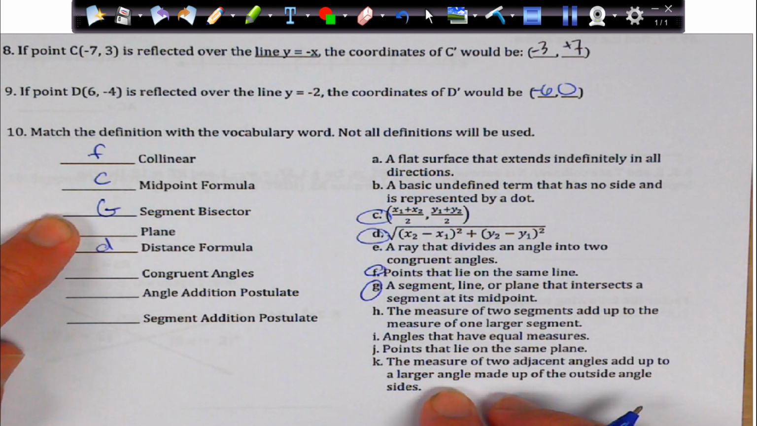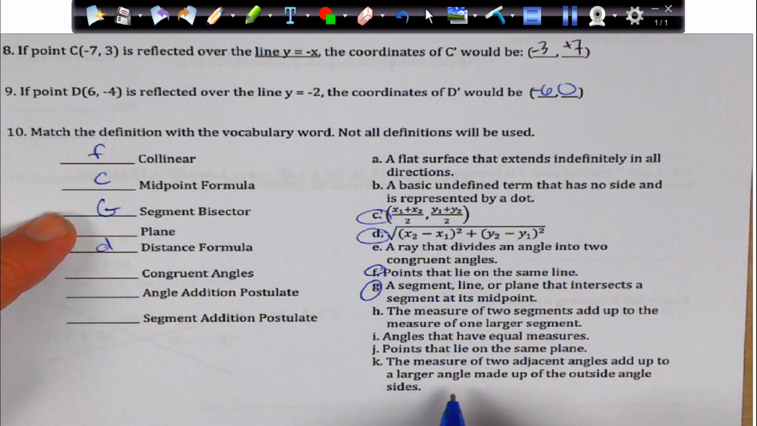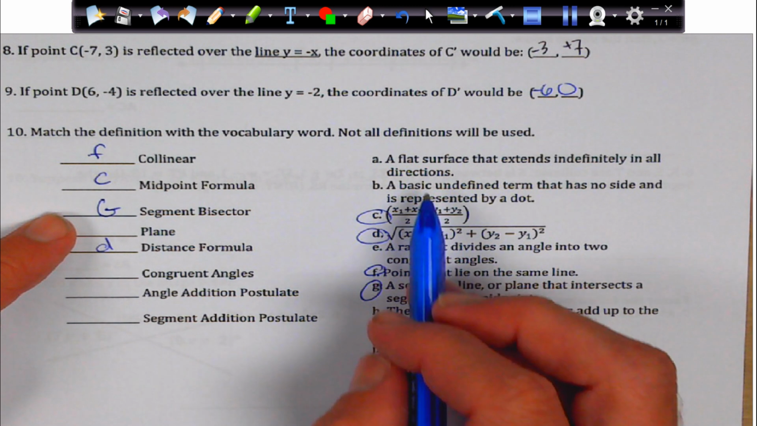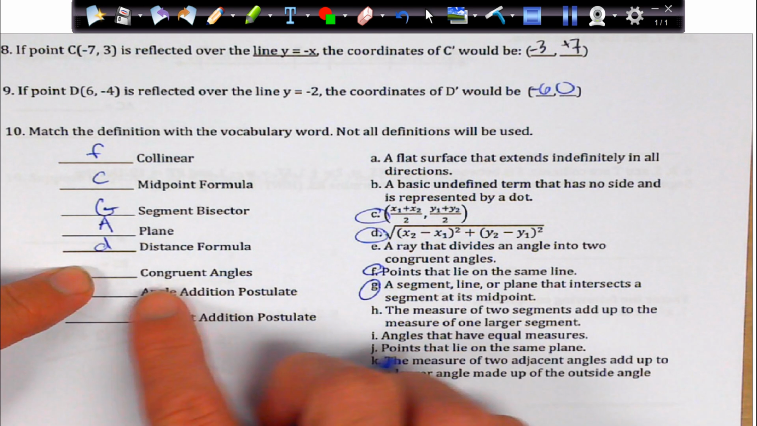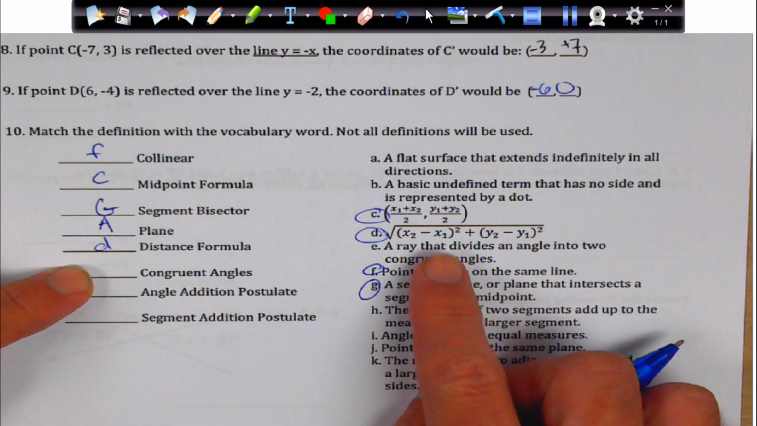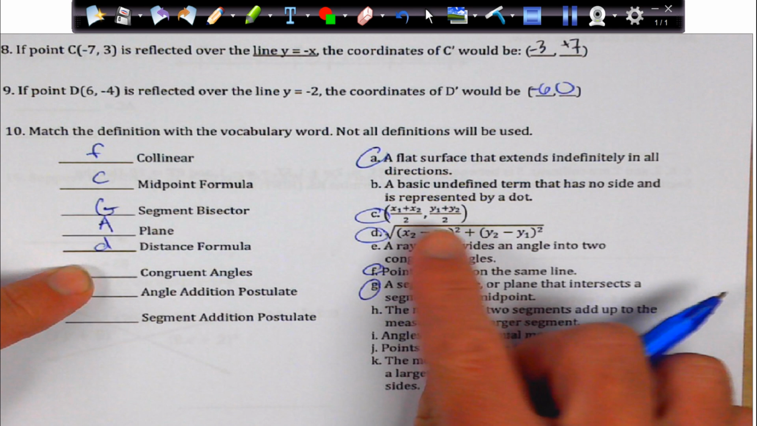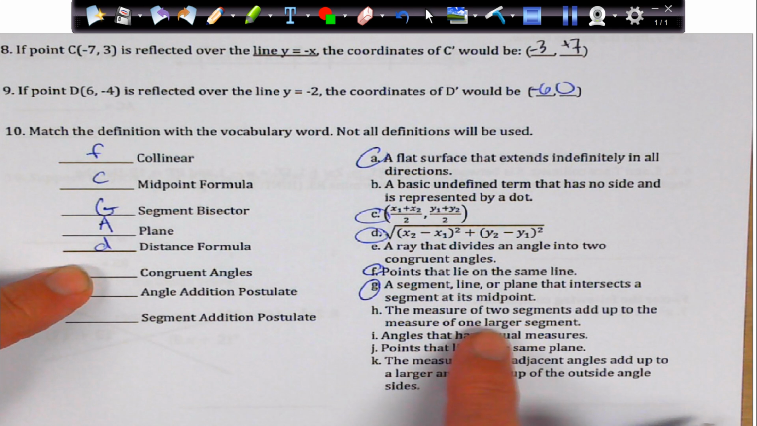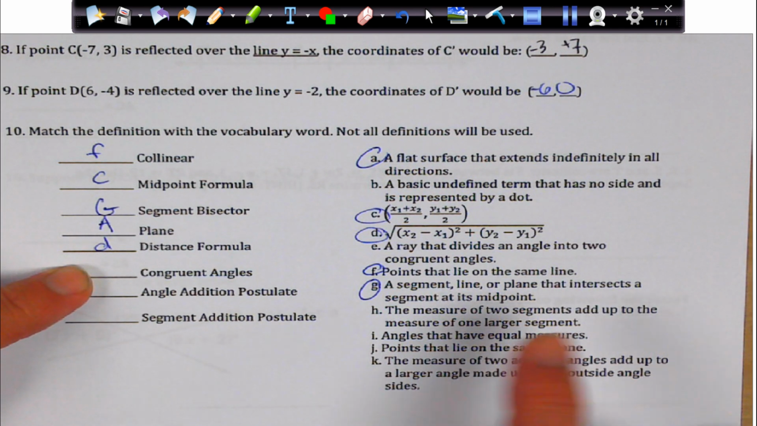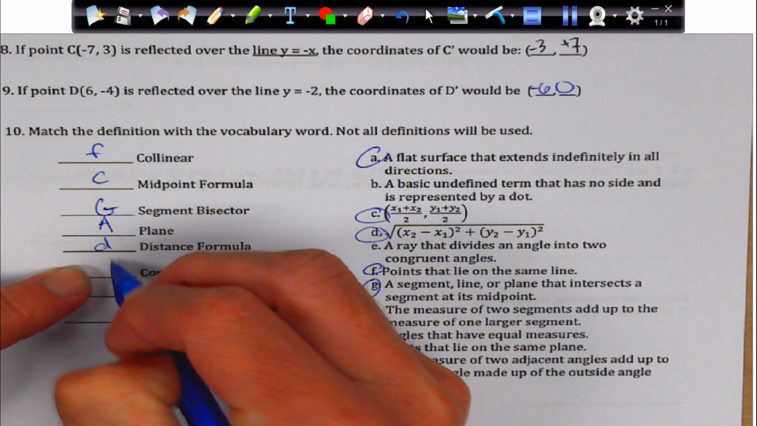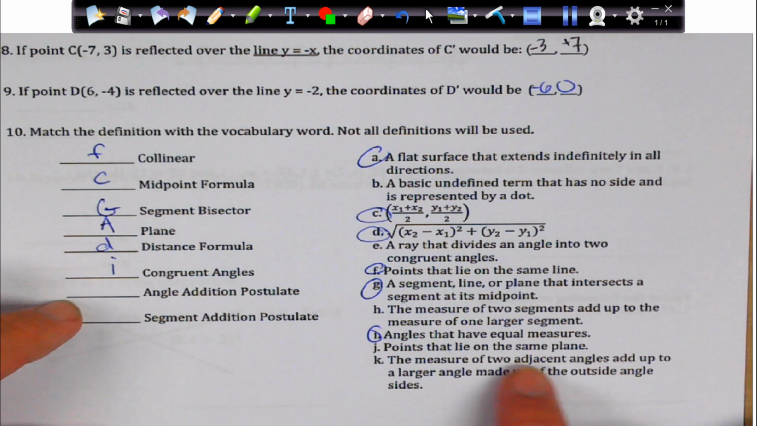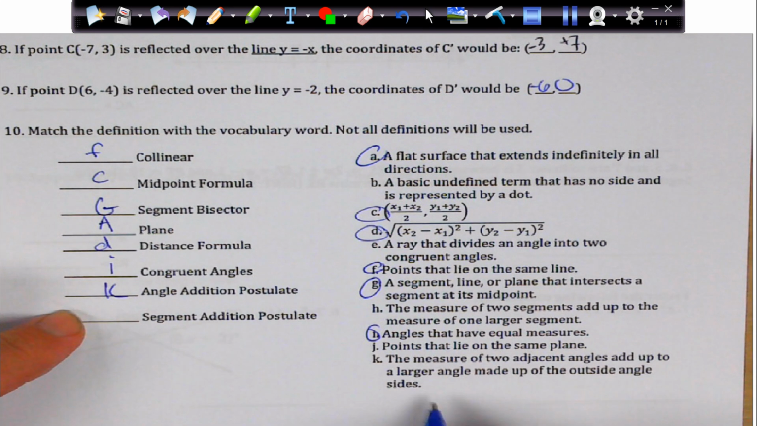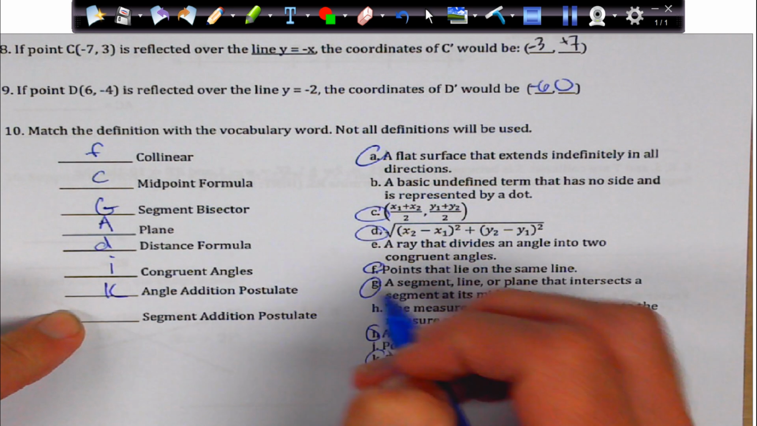A plane. A flat surface that extends indefinitely in all directions. There we go. That's a plane. Congruent angles. So we got that one. Angles that have equal measure. There it is. Angle addition postulate should be the adding of 2 adjacent angles that add up to a larger angle made up the outside side. So that's it. Okay. And segment addition, the measure 2 segments add up to the H.